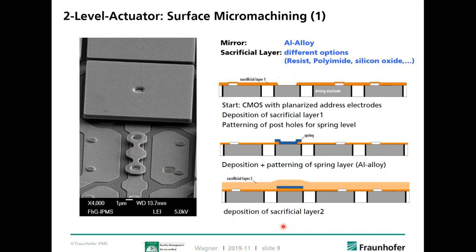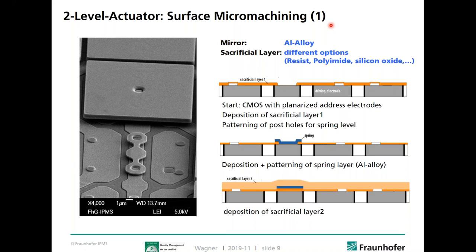A few words on the processing of these devices. We at Fraunhofer IPMS have basically the full processing chain in-house available. This is a MEMS processing called surface micromachining. It means that the MEMS structures are formed from thin films that are deposited layer by layer and then also structured on a rigid substrate. In this case, it's a silicon wafer. Most of the time, it's a CMOS backplane.